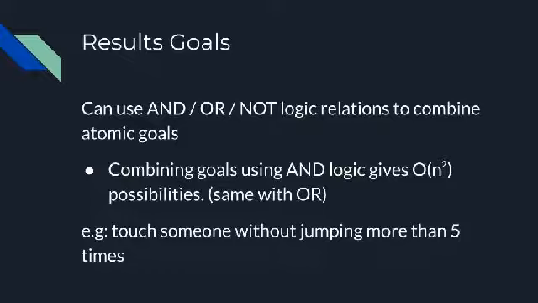Now the goals. We managed to get a lot of combinations of possible goals. For example, using an AND operation to combine atomic goals led us to get, from each n goals, n squared the amount of possibilities.